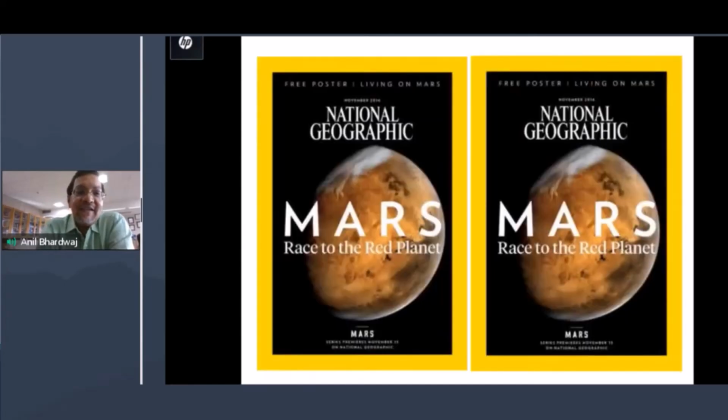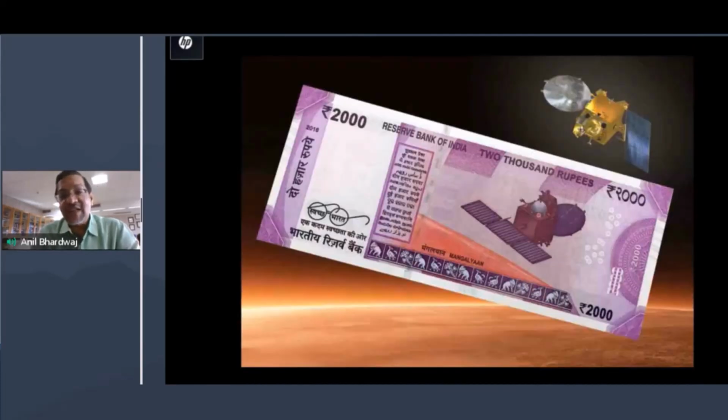And even National Geographic magazine has come out with pictures of the Mars taken by the Mars color camera on the MOM mission. And Government of India, realizing that it's a rare feat, because India is the first country in the world to have a successful insertion of an orbiter around the Mars in the first attempt, and there are many technological feats which were attached to this mission, has put this Mangalyaan on the back of the 2000 rupee note. Many of you must have already noticed this, right?